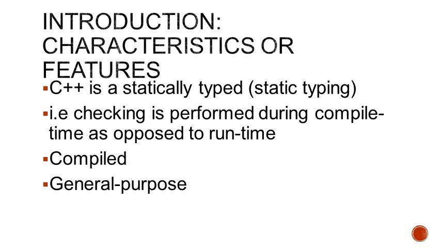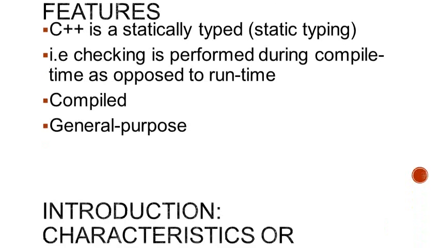Let's look at the characteristics or features of C++. C++ is statically typed. As static typing, that is, checking is performed during compile time as opposed to runtime. When we compile, it has general purpose. All these are considered as features or characteristics of C++ programming.